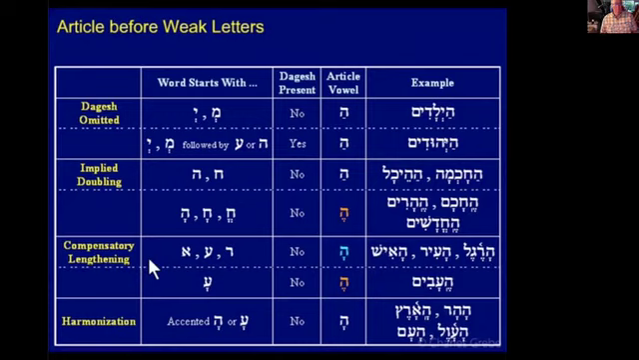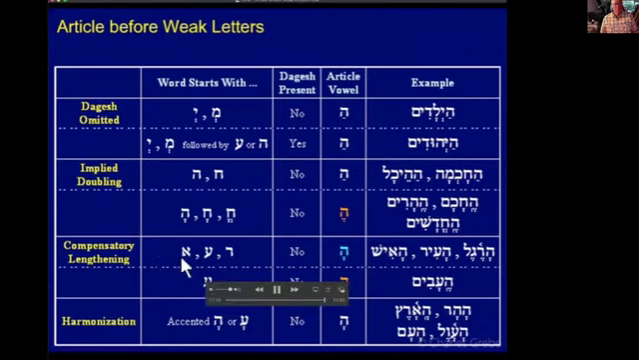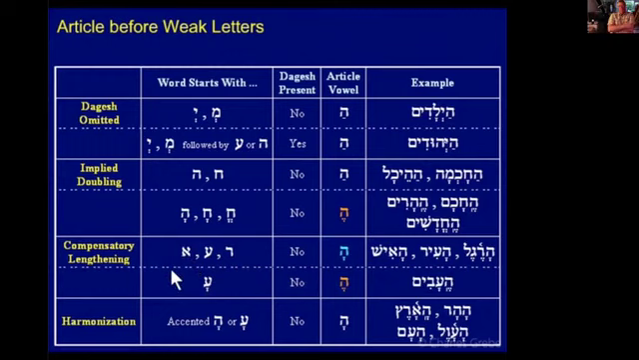A vowel that precedes what should be doubling lengthens in order to compensate for the fact that this isn't doubling. And harmonization, where you get both vowels, the article and the first root letter, harmonizing to be the same thing. Well, I hope that isn't too bad. I don't know how to make it any simpler than this.